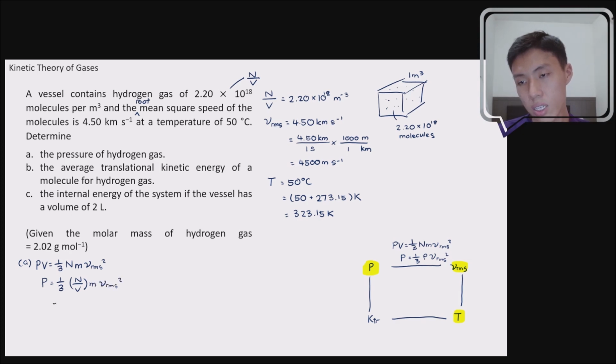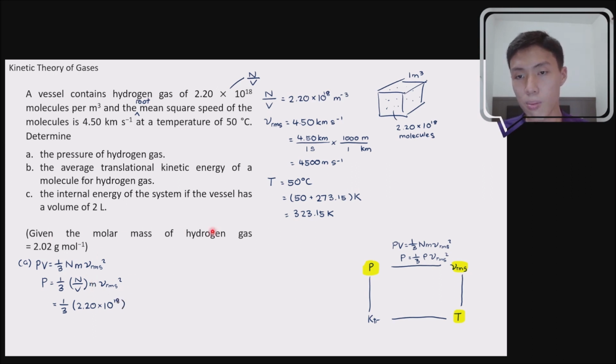Okay, so now in this arrangement, I believe you have all the necessary values. Oh, you don't have all the necessary values. Let's continue first. You don't have all the values actually. The number of molecules per unit volume is 2.20 times 10 to the power 18. But the problem is you don't have the mass of one single molecule.